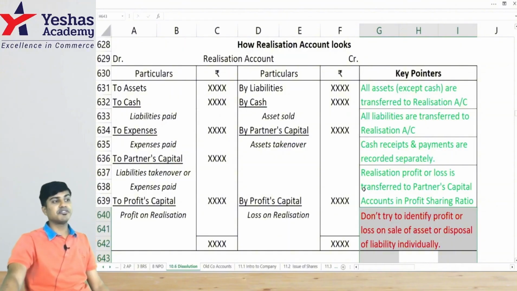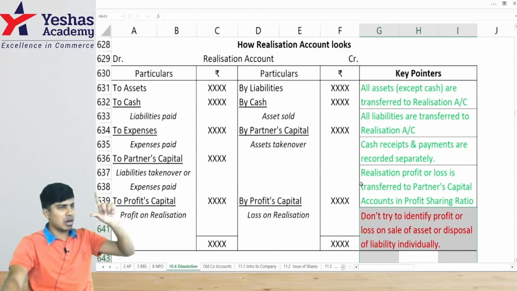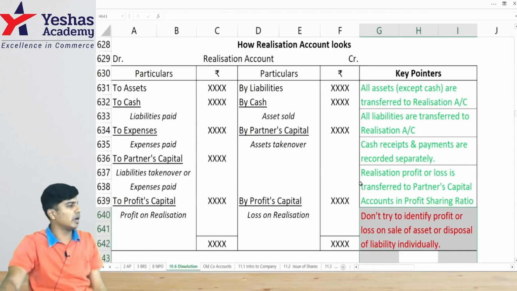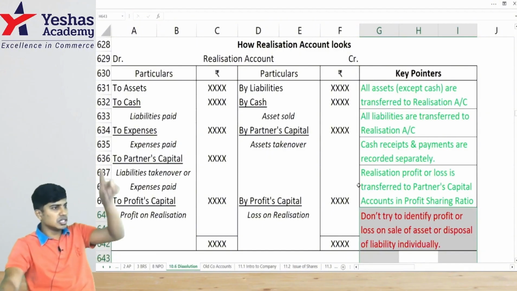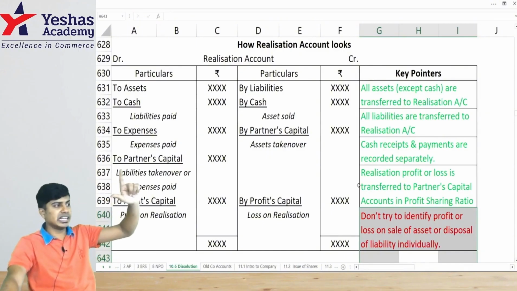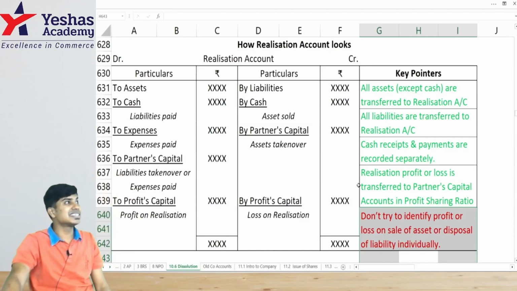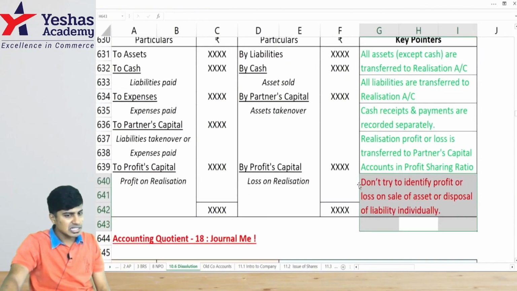Last point to note, if nothing is mentioned, assume the asset realizes 0 rupees. If nothing is mentioned, assume the liability is settled at book value. Usually they will mention all the asset sale prices and all the liability settlement prices. If they don't mention, assets are sold for 0 rupees, liabilities are settled at book value. Why? Conservative approach. What is this?